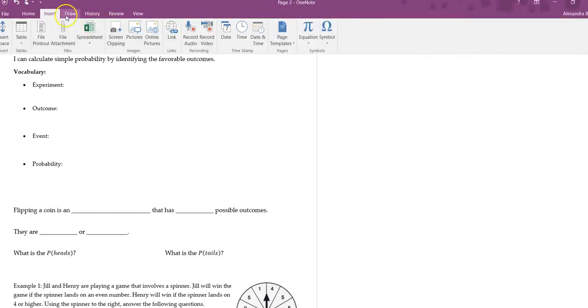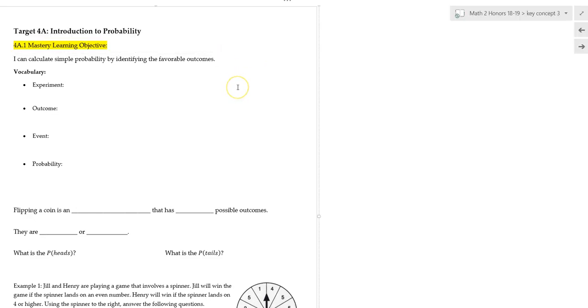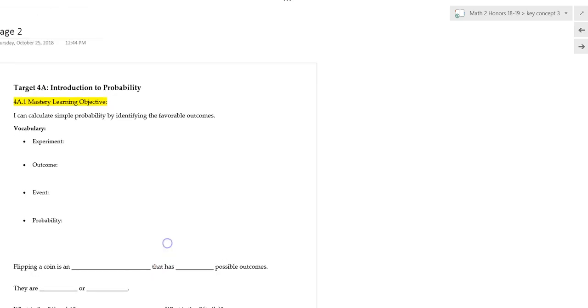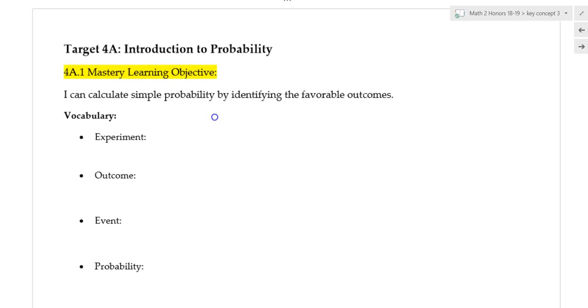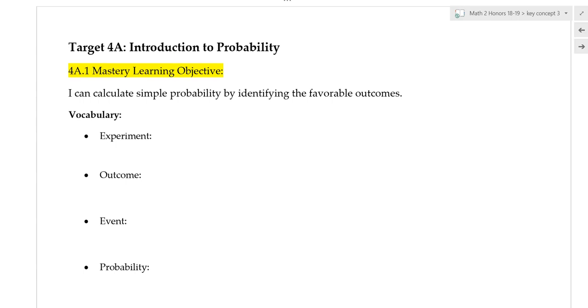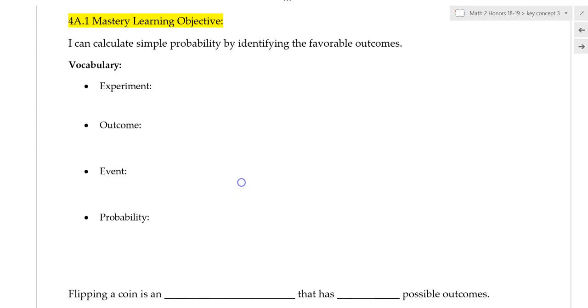Alright guys, we are now looking at probability. So our first target is just our intro to probability. Our first master learning objective is: I can calculate simple probability by identifying the favorable outcomes.